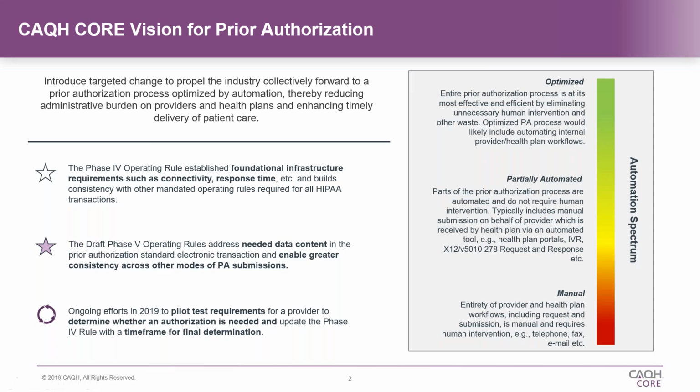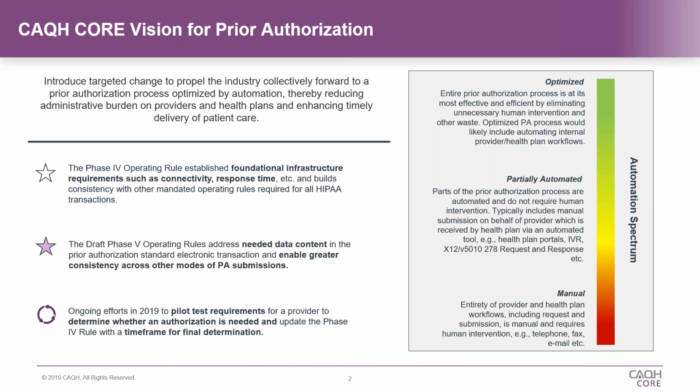Phase 4 was the first part of this. Highlights of the Phase 4 infrastructure requirements include connectivity requirements to facilitate information exchange between providers and health plans, real-time and batch processing of prior authorization requirements, acknowledgments of receipt of a prior authorization request, and responses within specified timeframes.